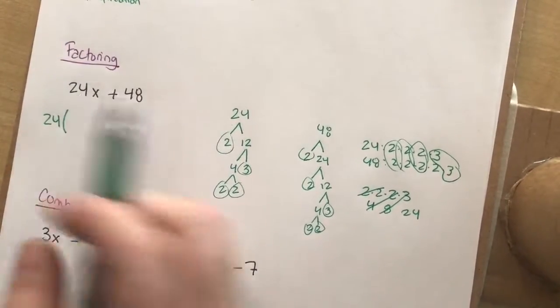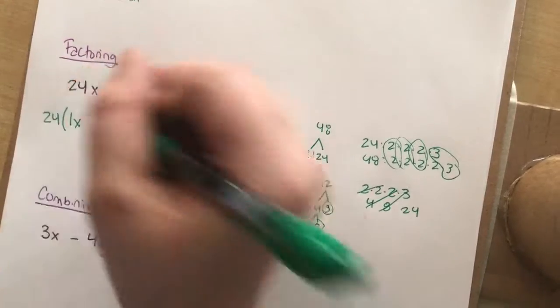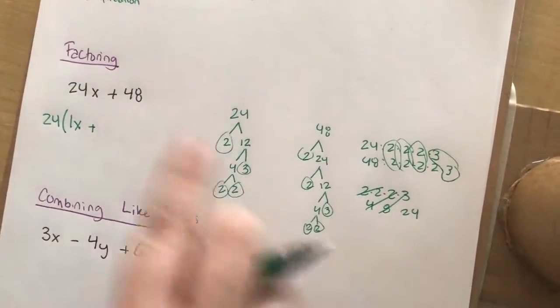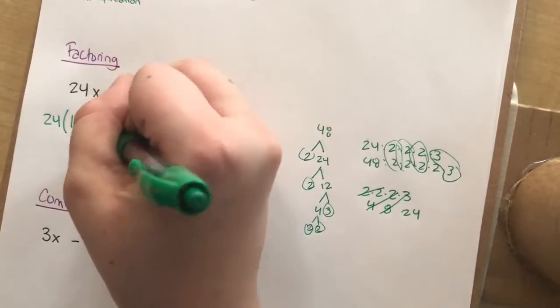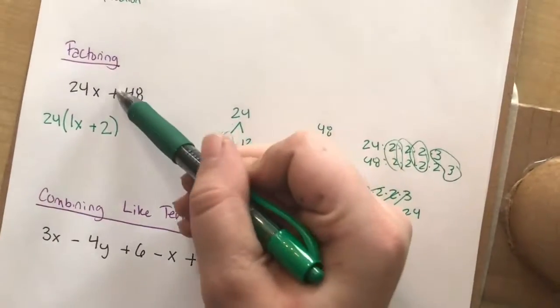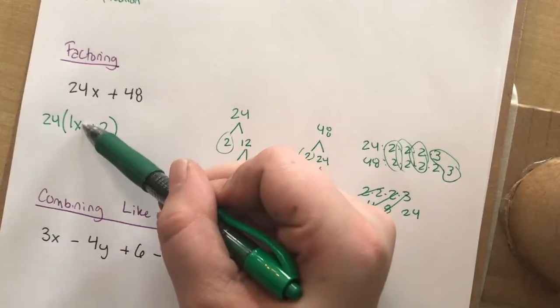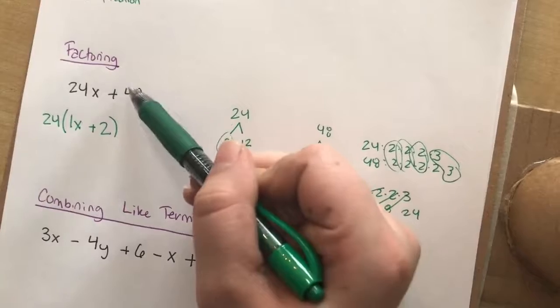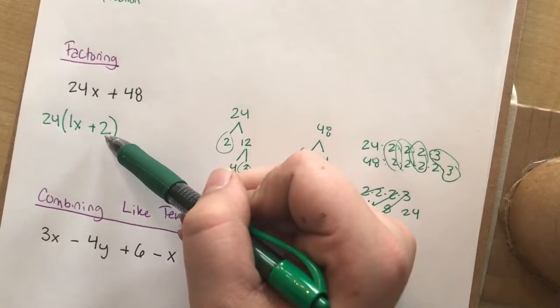24 goes into 24x one time. And 24 goes into 48 two times. I know that there's a variable here, so that's why I wrote 1x. And there's no variable here, so that's why there's just a 2 and no variable.